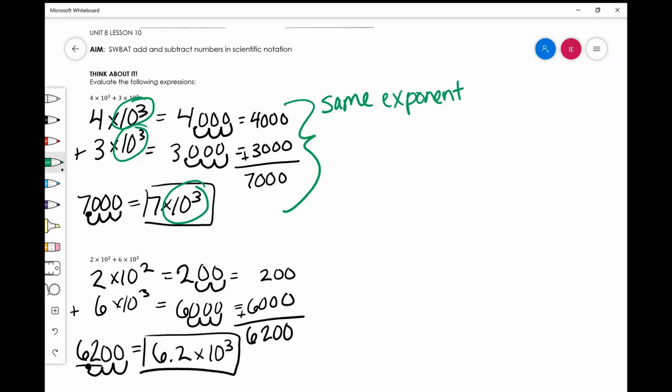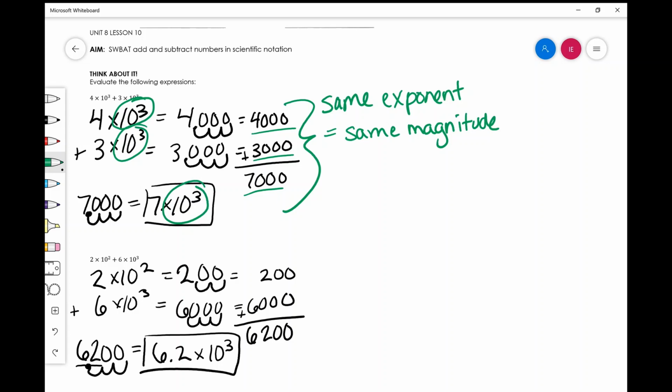When we're talking about scientific notation and every value has the same exponent, we say that those numbers have the same magnitude. The same magnitude means that every number is the same size. I have 4,000, 3,000, and 7,000. Those are all the relative same size.